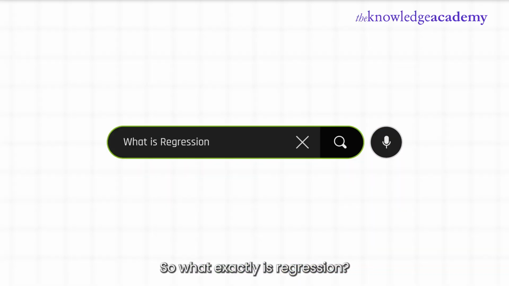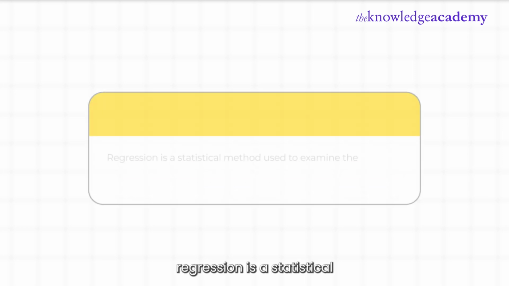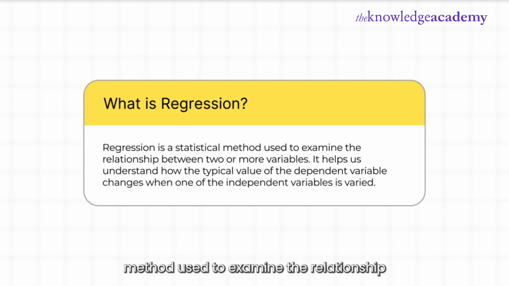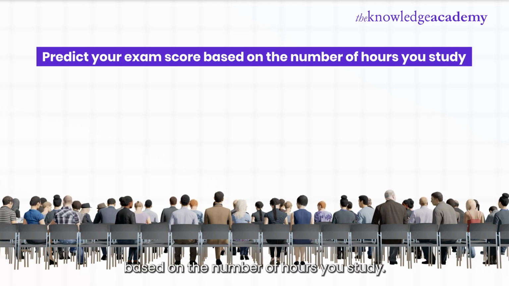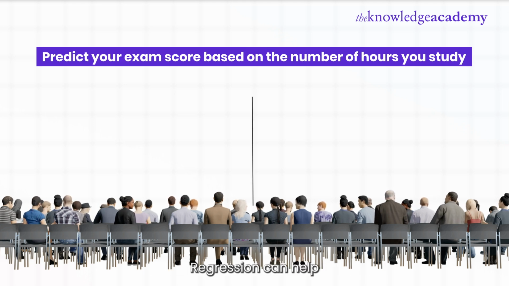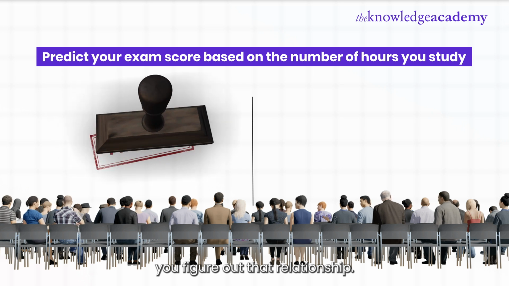So, what exactly is regression? In simple terms, regression is a statistical method used to examine the relationship between two or more variables. It helps us understand how the typical value of the dependent variable changes when one of the independent variables is varied. Imagine you want to predict your exam score based on the number of hours you study. Regression can help you figure out that relationship.